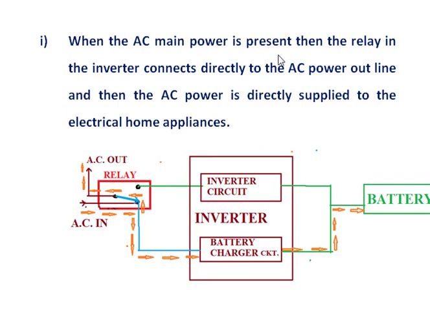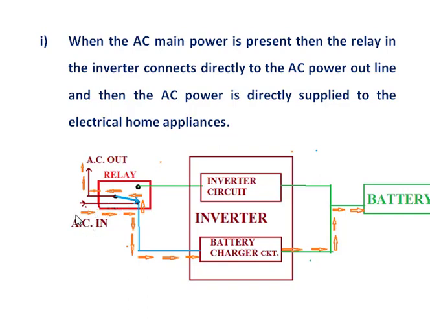When the AC main power is present, the relay in the inverter connects directly to the power outline. See here, it is the phase line of AC main power. Now the main power is present. The relay is an electromechanical device.